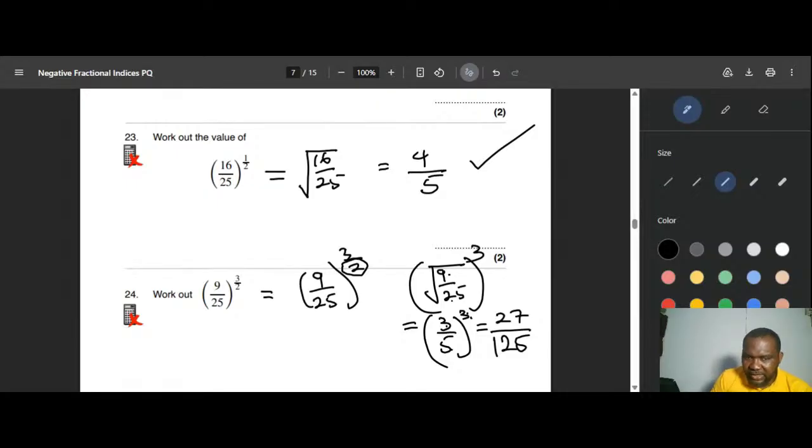Yes, you can change to decimal, but most times they like you to leave your answer in fraction. Okay, I can see some people are dancing already.